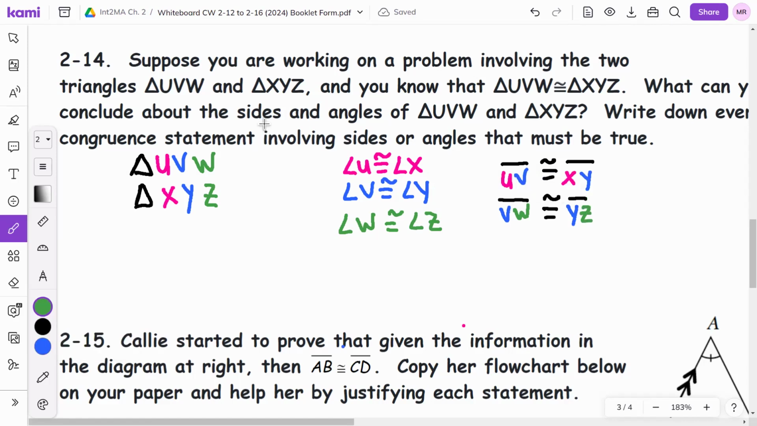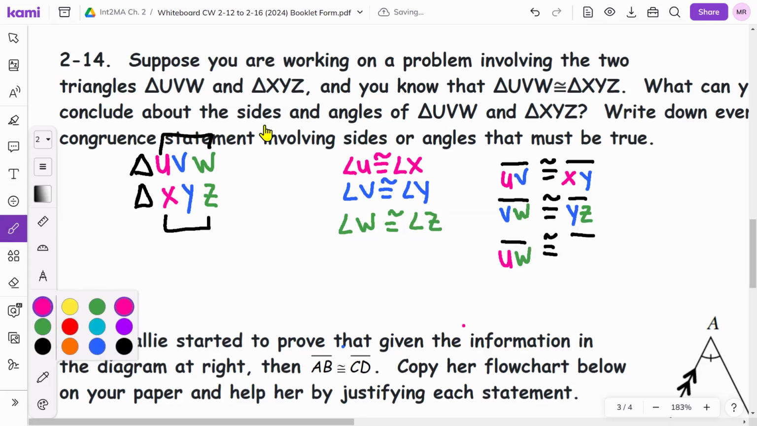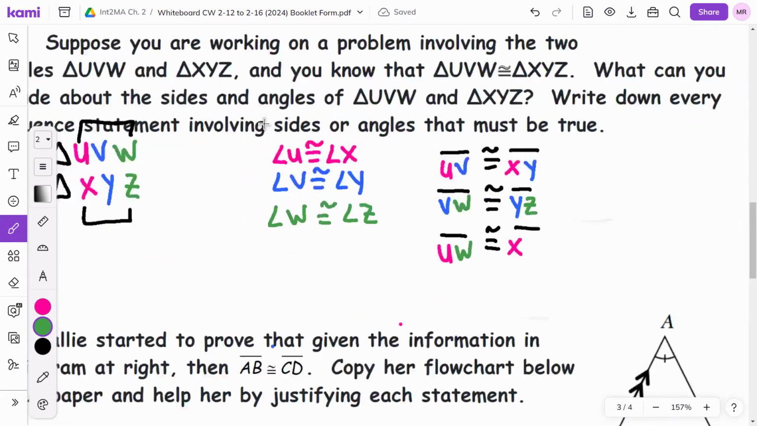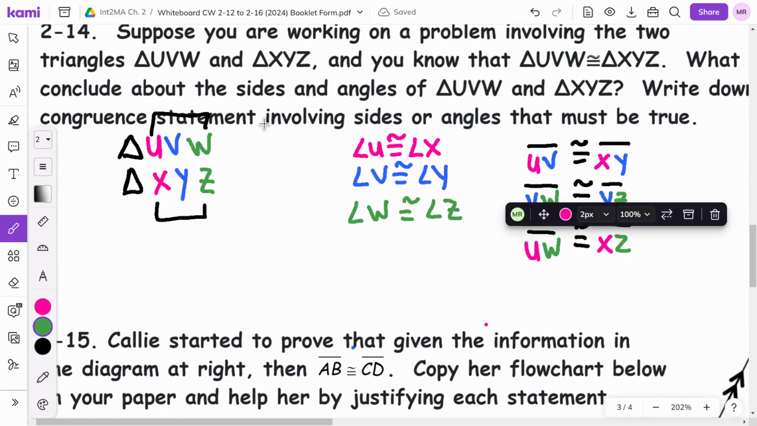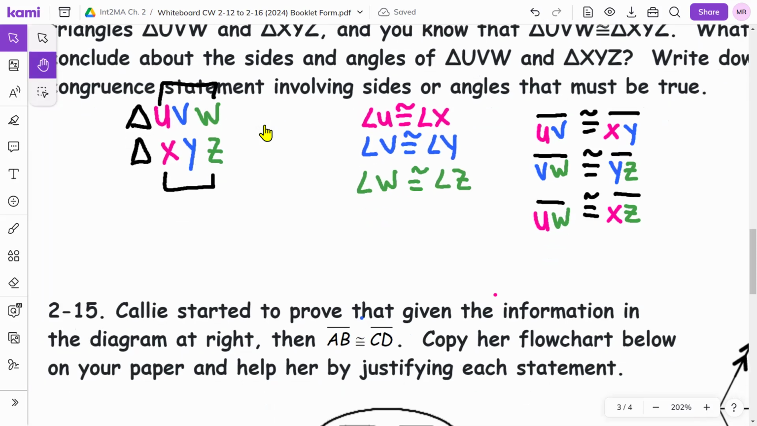And I'm going to have one more. So let's say I do these ones here on the outside. Okay, those ones there on the outside. So I am going to say that UW is congruent to line segment XZ. And those are the 6 pieces, 3 angles, 3 sides. Okay, so now let's take a look at number 15.